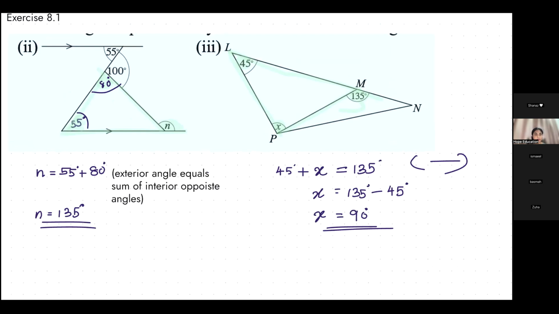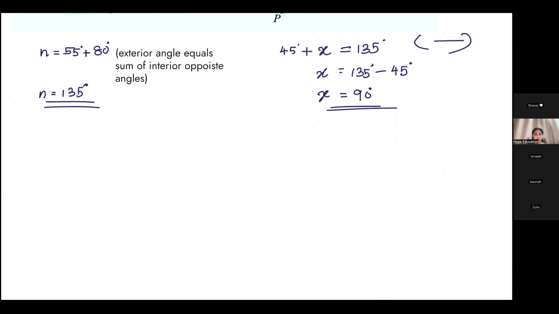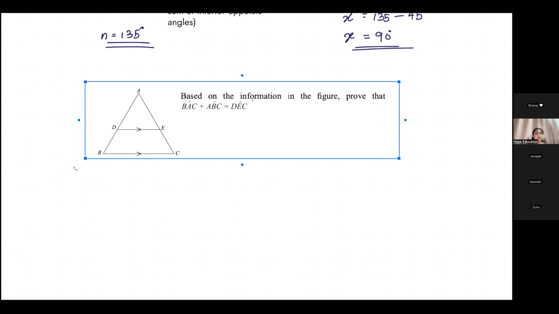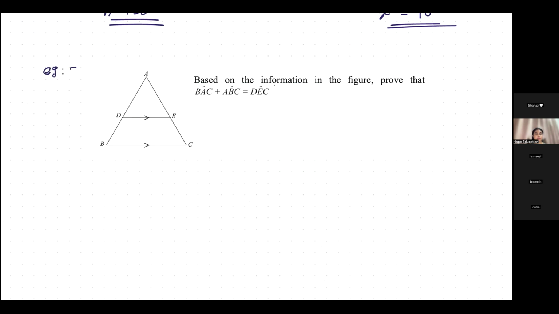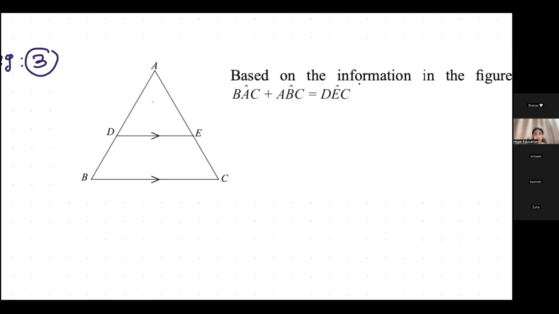Let's go with this. Example 3. Okay, based on the information in the figure, prove that angle BAC plus angle ABC is equal to angle DEC.